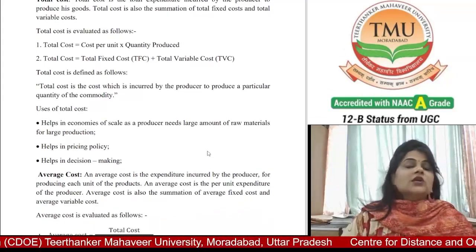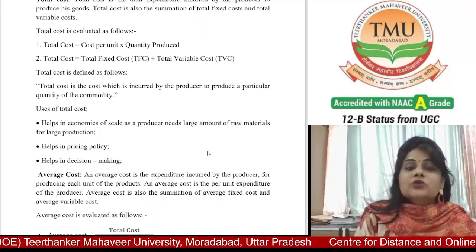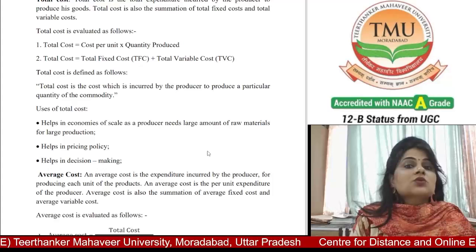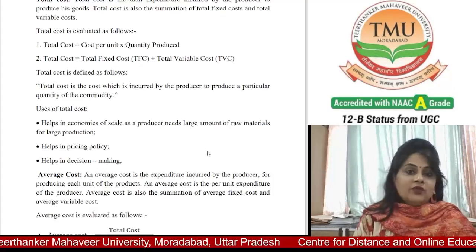Total cost is the total expenditure incurred by the producer to produce his goods. Total cost is also the summation of total fixed cost and total variable cost.